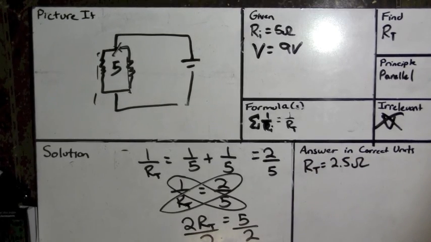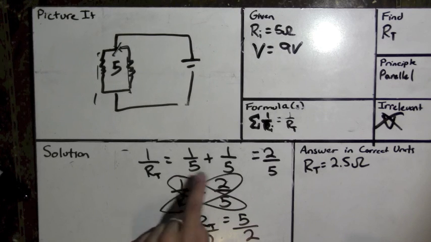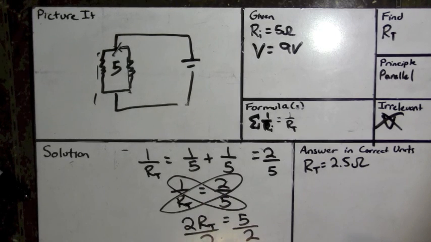Now your calculator can also do this for you as well. You may be thinking, well, why would I use my calculator? It's just as easy to do it this way. A lot of times these numbers aren't going to be the same, so it's going to be difficult to find a common denominator. So we'll show you that on the next example.